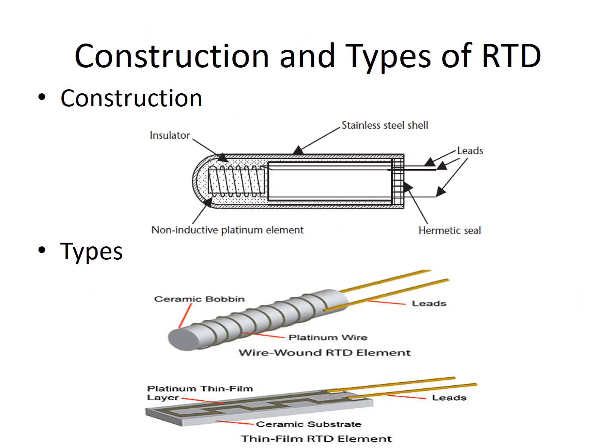Now we are going to see the construction and types of RTD. Looking at the construction of this RTD, we have various parts like insulators, a non-inductive platinum element, a stainless steel shell, leads, and hermetic seals. This is the portion where the RTD is placed to measure the temperature, and the temperature is converted into resistance. This is also the place where the platinum is placed.